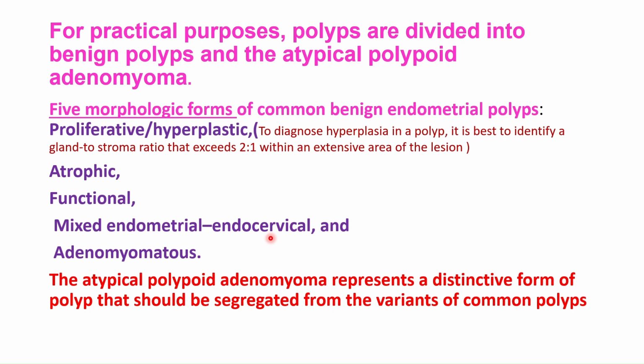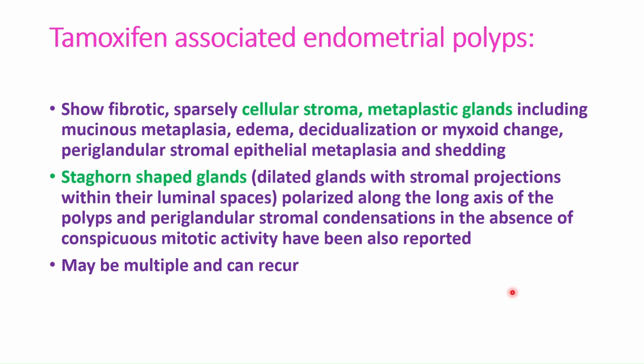Mostly they are located at the lower uterine segment. And adenomyomatous means adeno and muscular tissue, fibrous tissue, blood vessels. So these are the five morphological forms. And second is the atypical polypoid adenomyoma, which represents a distinctive form of polyp that should be segregated from the variants of common polyp. So this we discuss later on in the next few slides.